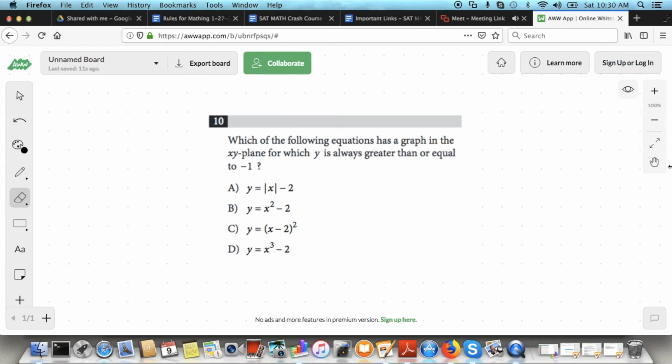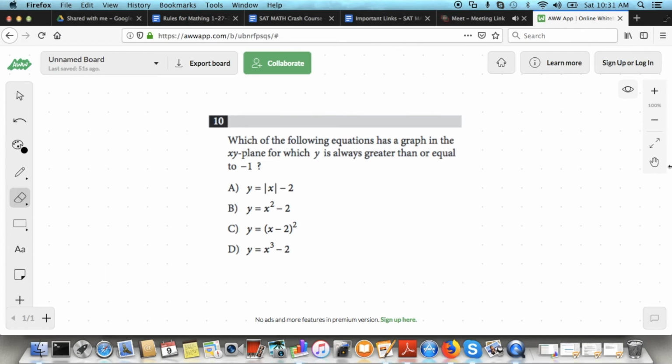Which of the following equations has a graph in the xy plane for which y is greater than or equal to -1? Okay, graphing here. Now look, I don't know how to graph all these. I'm assuming you guys don't either. Can we agree that you don't know how to graph all these? Right. So there's got to be another way to approach this. And of course, we're going to be testing values. But there's got to be another way to approach this where we can find out which graph has a y value that's always greater than or equal to -1.